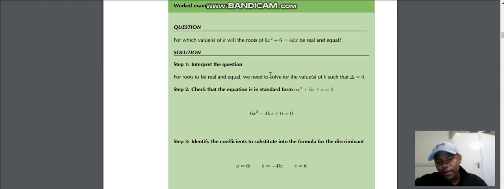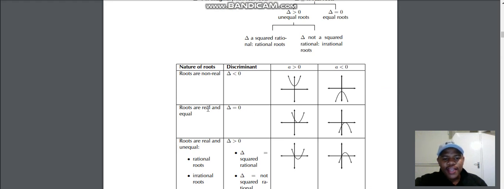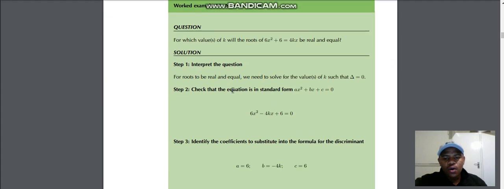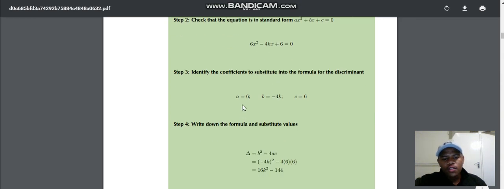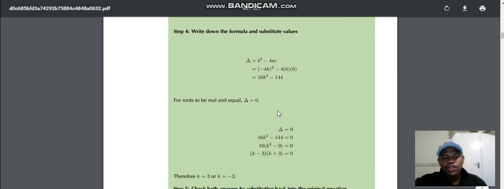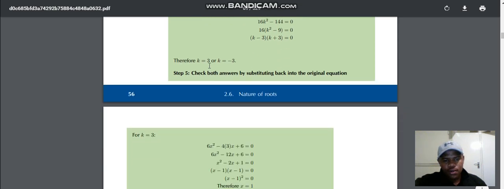Why must the discriminant be equal to 0? Roots are real and equal when the discriminant is equal to 0, right? Are we happy with that? And then you rearrange that into a standard form. There you go. You tell me what's your A, your B, and your C. You plug them into your discriminant, you set your discriminant equal to 0, you solve for k, right? You have two values of k because that was a quadratic.